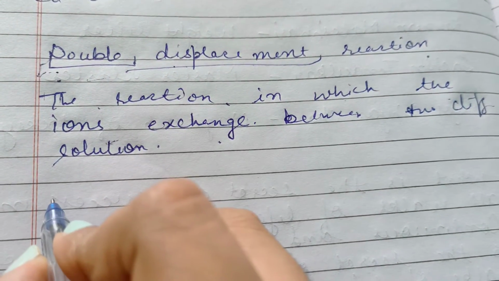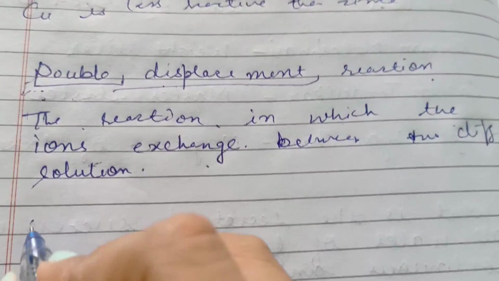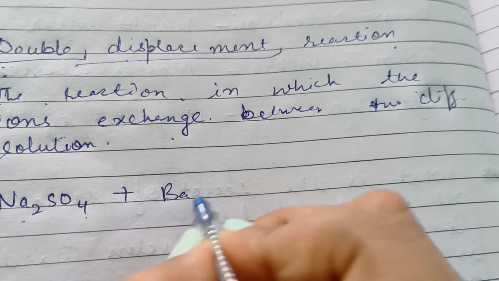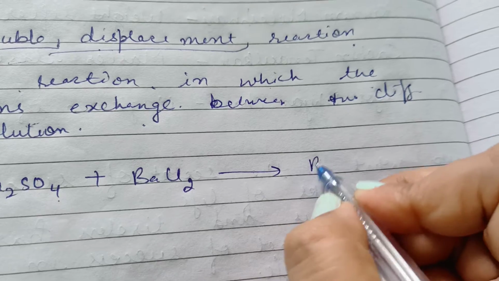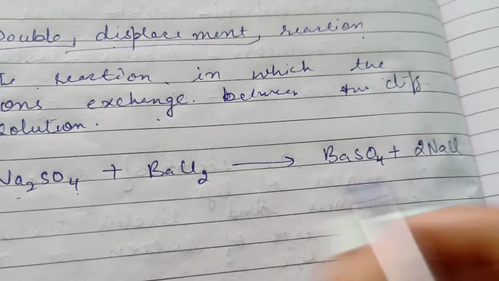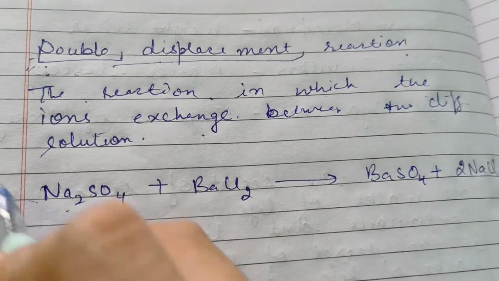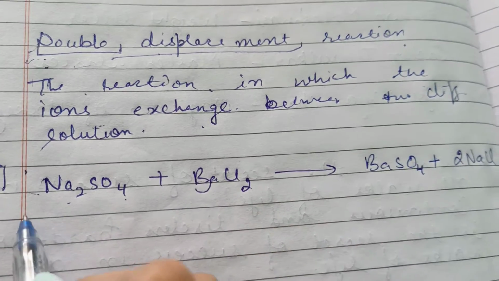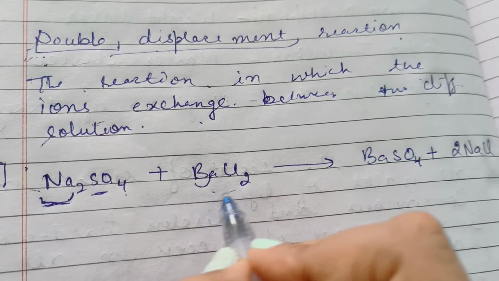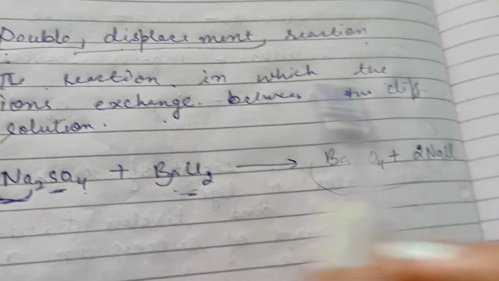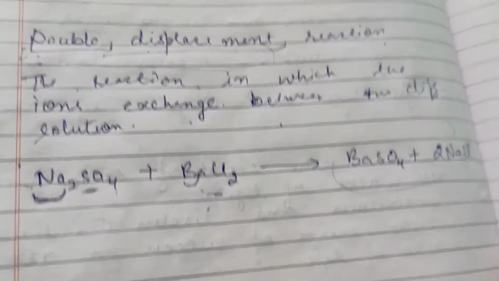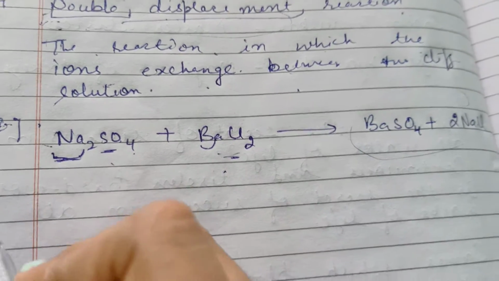So its example is Na2SO4 plus BaCl2, that is sodium sulfate plus barium chloride, to give barium sulfate plus sodium chloride. Okay, so this is a double displacement reaction. As we see in the example, the Ba displaces the sodium from its solution, whereas the sodium displaces barium in its solution. So what is double displacement reaction? In which ions exchange between the two solutions. Okay, so this is a double displacement reaction.